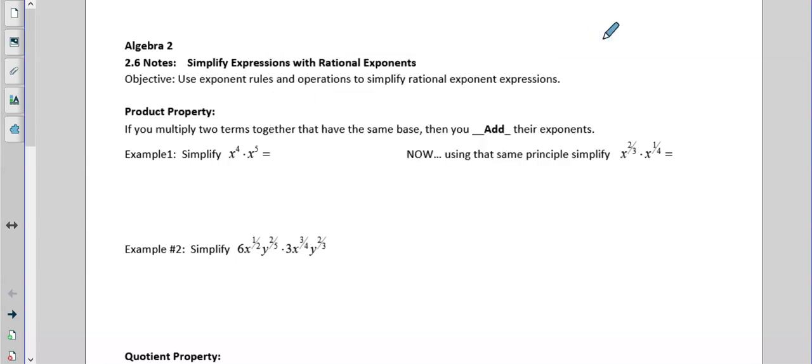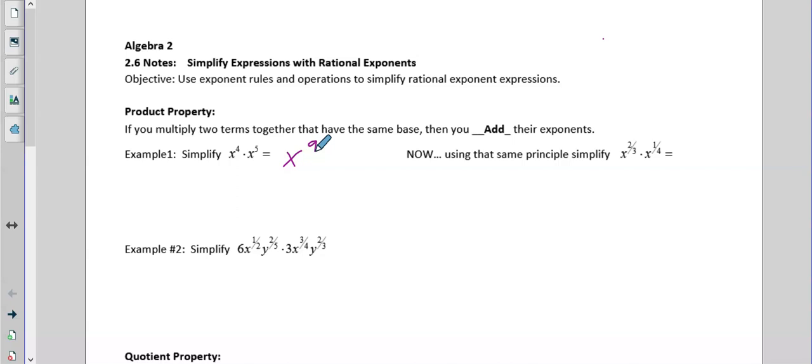All right, 2.6. Now we're going to be simplifying expressions with rational exponents. So just a reminder, okay? X to the fourth, x to the fifth, multiply them, keep the base, add the exponents, that's going to be x to the ninth.